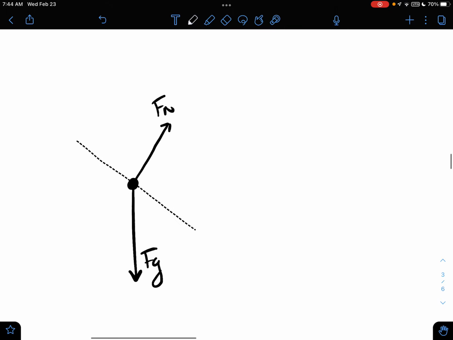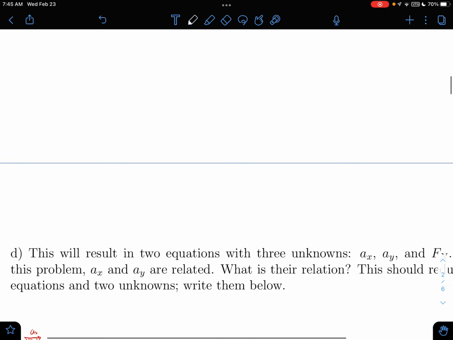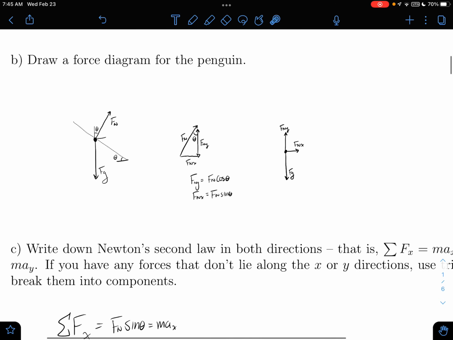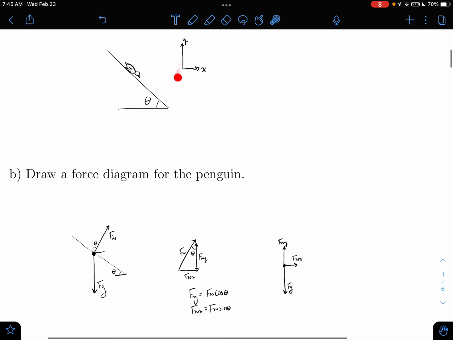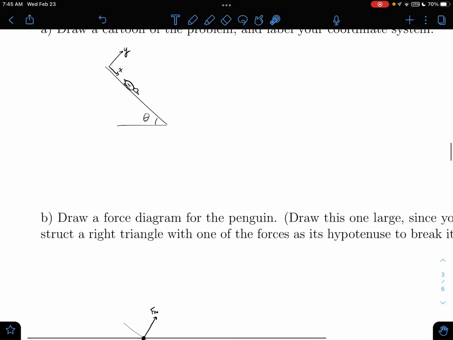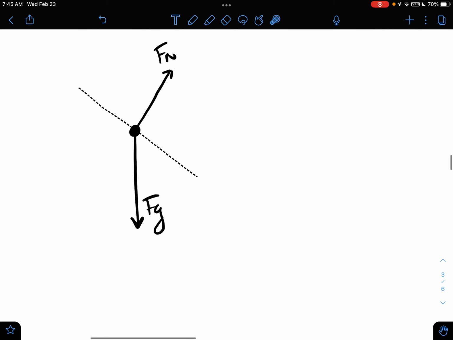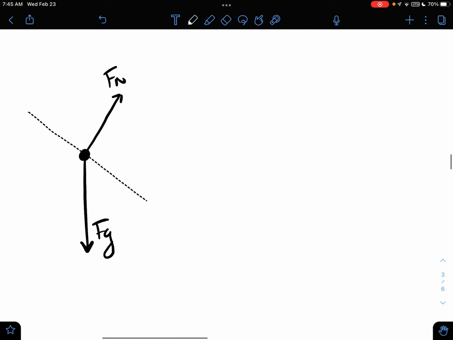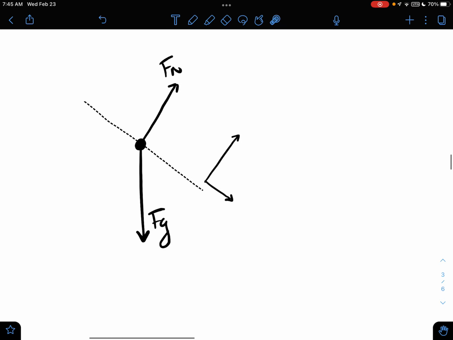But now, before, we wanted to break up our normal component so that it was parallel and perpendicular to our axes. But now since our axes are tilted, our normal component is already in line with our y direction, because this is our y direction now. This is our x direction. So we want to line up everything with these two axes. Our normal force is already going to be perpendicular to our surface. As I was just saying, normal means perpendicular.